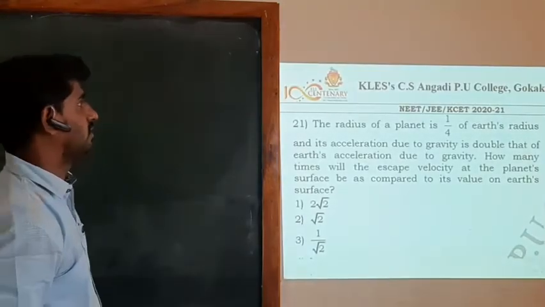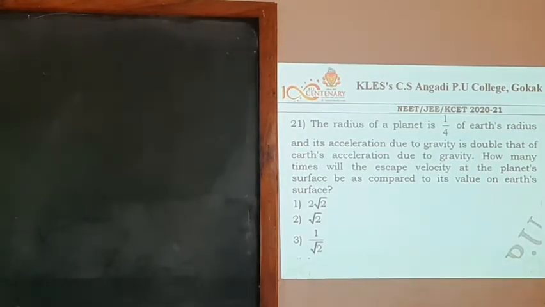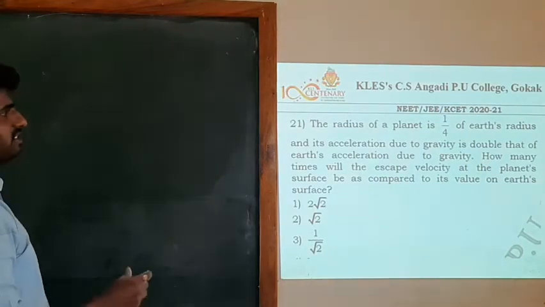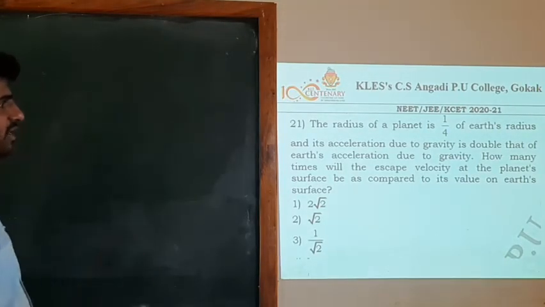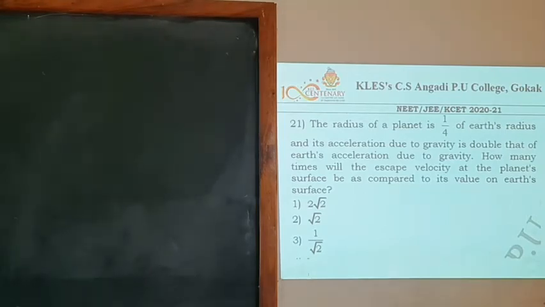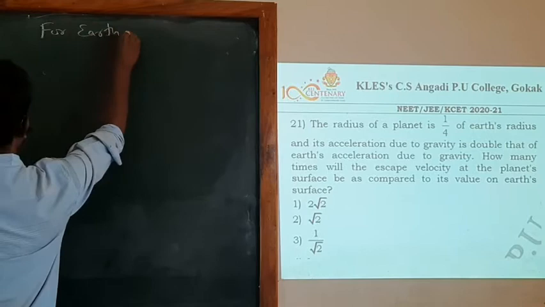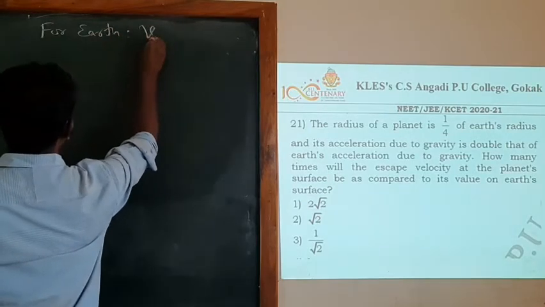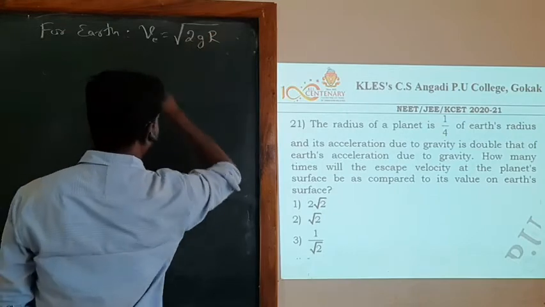Question number 21. The radius of a planet is 1/4 of the radius of Earth, and its acceleration due to gravity is double that of Earth's acceleration due to gravity. How many times will the escape velocity at the planet's surface be as compared to its value on Earth's surface? First we will see for Earth. The escape speed V is equal to root of 2gR.